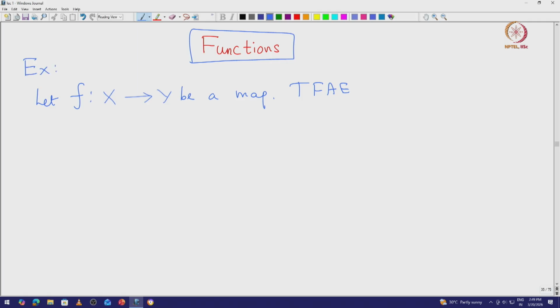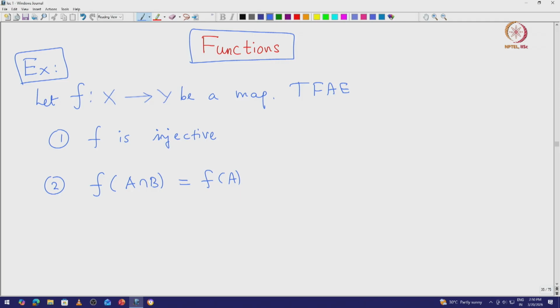This I am not going to prove, I will leave it as an exercise. The very first statement is that F is injective, a one to one map, which is equivalent to saying that when you take pairs of subsets of capital X, call them A and B, then F of A intersection B is equal to F of A intersection F of B, and this holds for all A, B subsets of X.